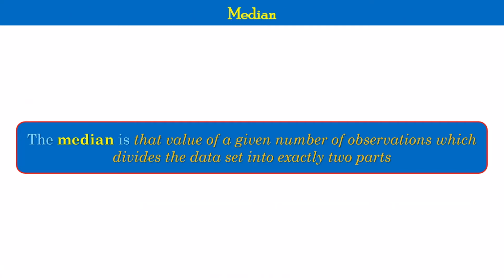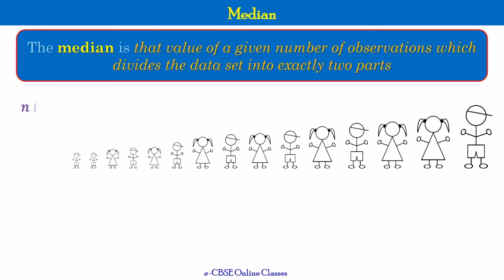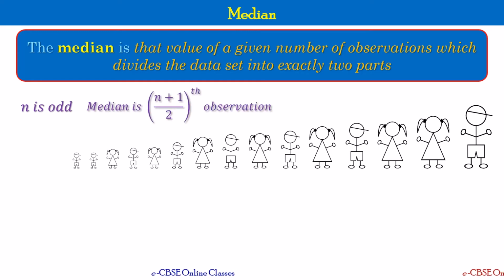The definition of median is: the median is that value of a given number of observations which divides the data set into exactly two parts. When we say dividing the data into exactly two parts, the first step is we need to arrange the data in a sorted way, either ascending or descending. Let's say there are an odd number of observations. Median is directly the (n plus 1) by 2th observation.